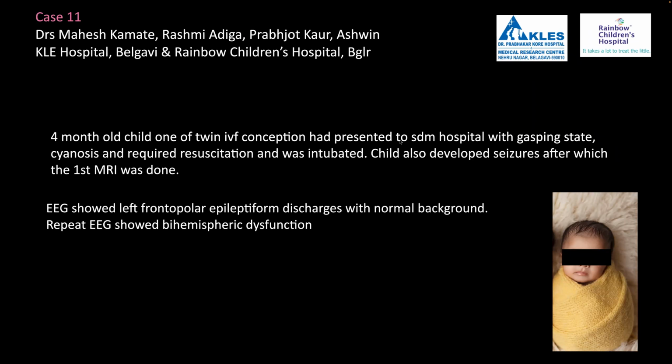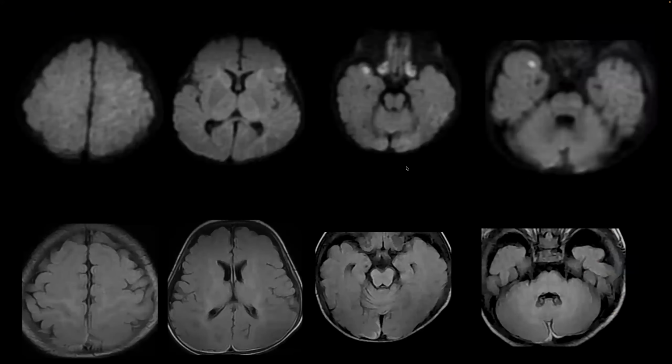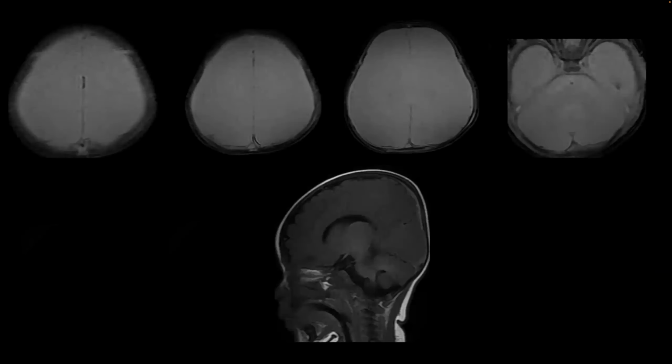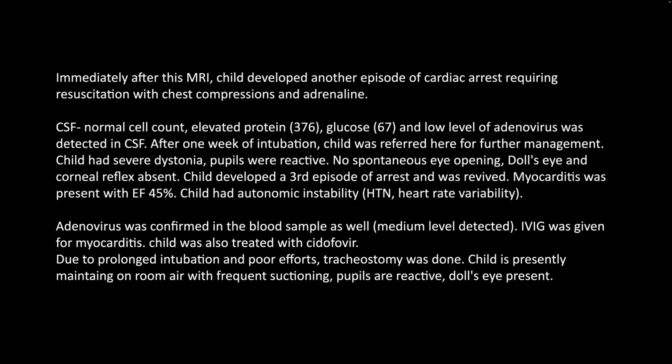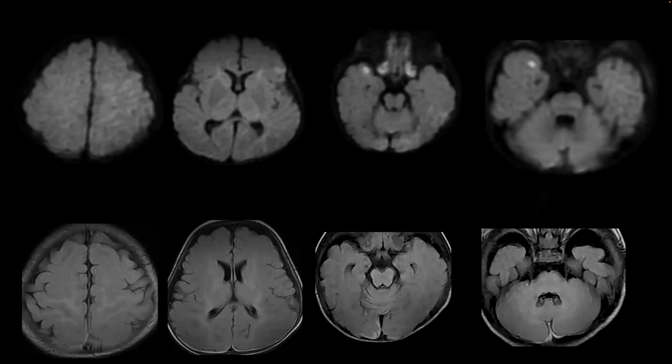Thereafter, the child developed seizures and a first MRI scan was done. After the child was admitted, a lumbar puncture was done, and the CSF showed 6 lymphocytes with elevated proteins of 376 and glucose of 67. A point to be mentioned is that at admission, this child required resuscitation during intubation. Thereafter, when the child was taken for MRI a few days later, the child had another episode of cardiac arrest for which chest compressions and adrenaline had to be given.